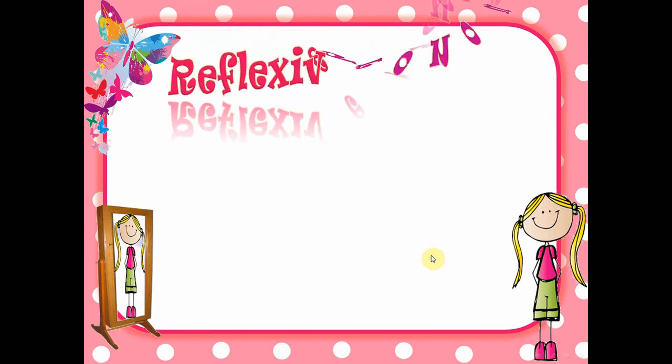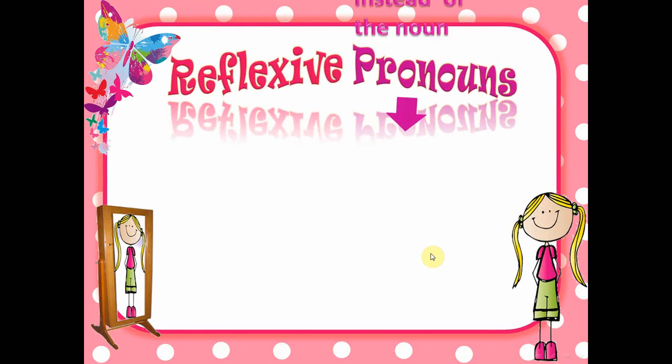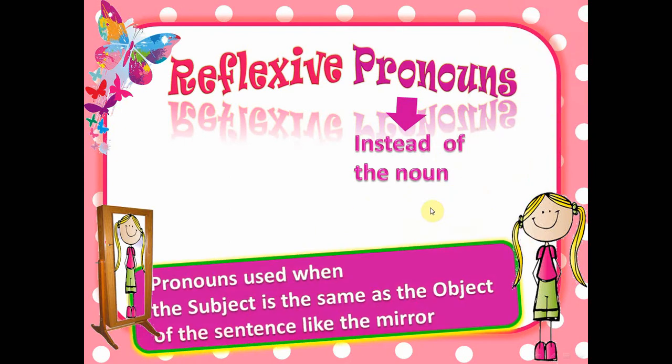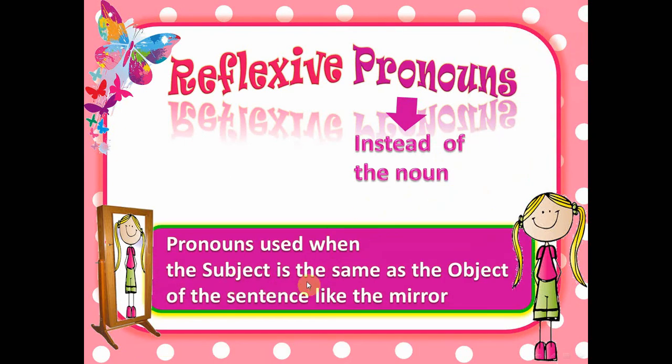So reflexive pronouns are used instead of the noun when the subject is the same as the object in the sentence. It's as if you are looking at the mirror. When I look at the mirror, I see my own reflection. So let's have a look at the rest of the reflexive pronouns.